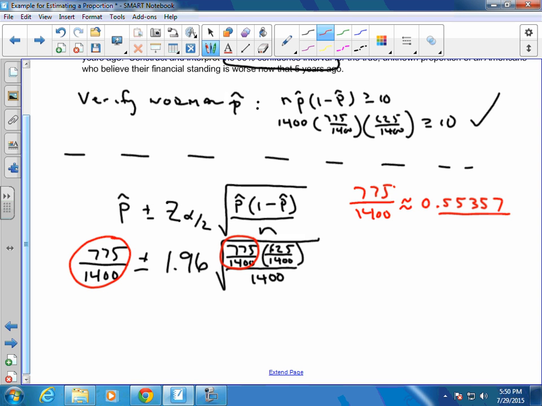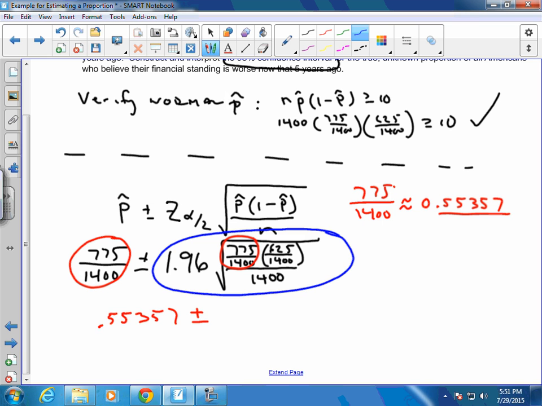So if you use these 775 over 1,400 and work it out, you'll get the exact values. If you want to, use the decimal instead, show a bunch of decimal places. All right, so we're going to do this out, showing a bunch of decimal places here. 0.55357, plus and minus. Now what I'm going to do is take this whole expression over here, take that margin of error, and punch that into the calculator.